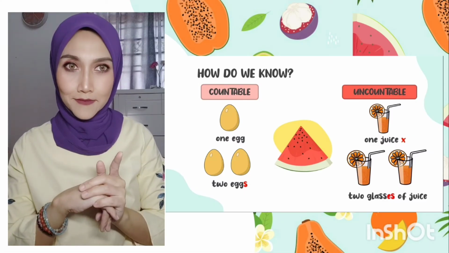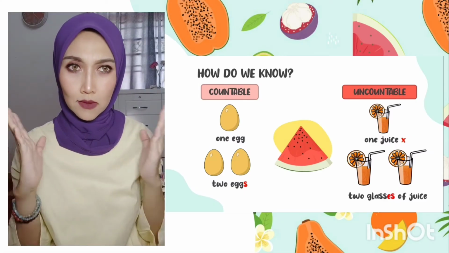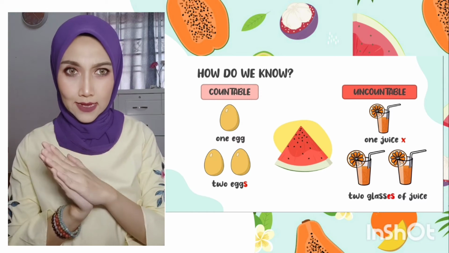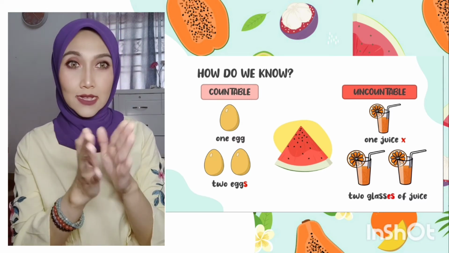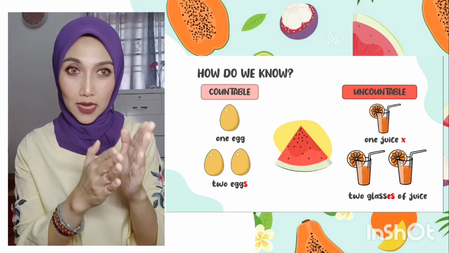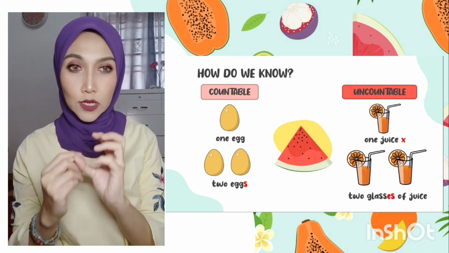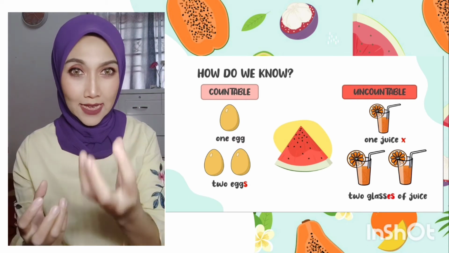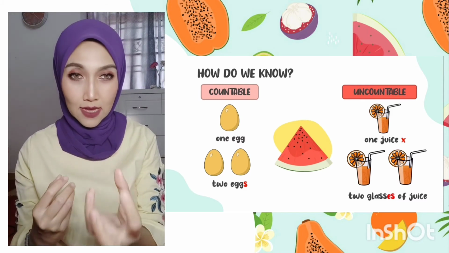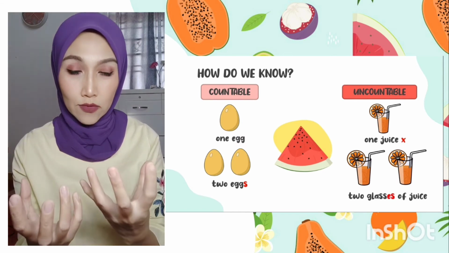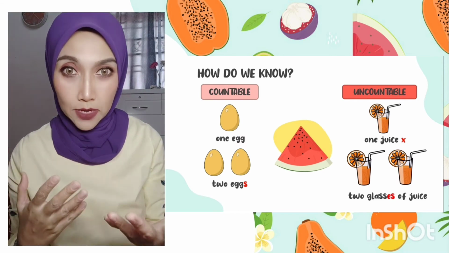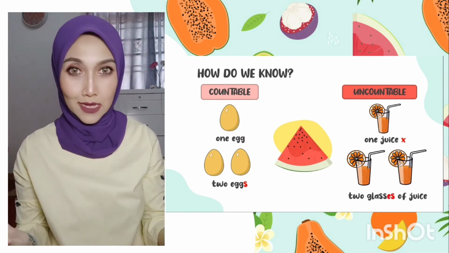Okay, look at this slide. How do we know that is countable and that is uncountable? As I mentioned before, see? Countable. Eggs. You can count 1 egg, 2 eggs. You really can see it solid. Solid egg. You can count. You can give a number to it. Like 1, 2, 3. Countable.